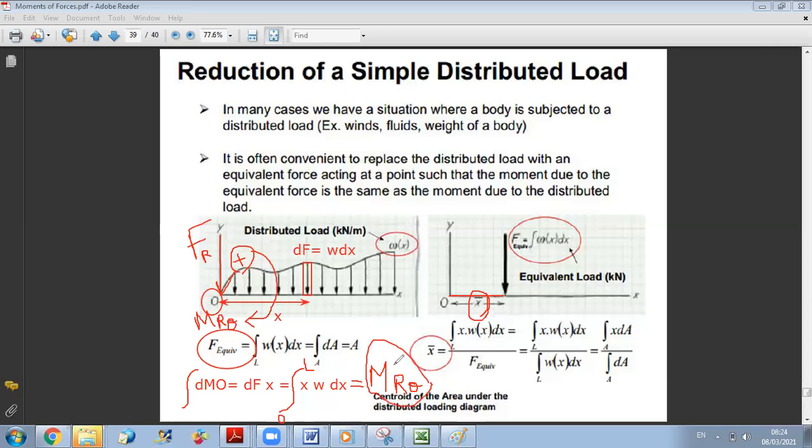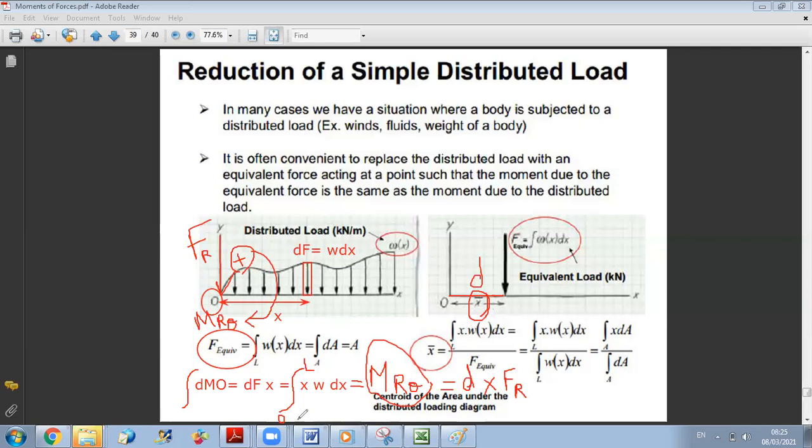I can write that MRO should be equal to the distance d, which I move my force, times F resultant. Here they call it x bar. I will tell you why they called it x bar. So now let us replace d by the terms of MRO and FR. d is MRO over FR.